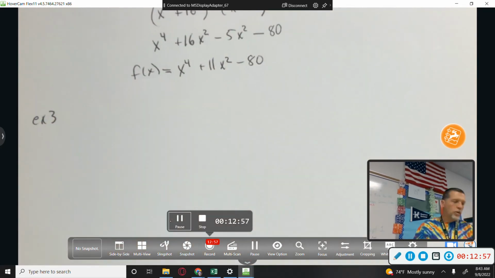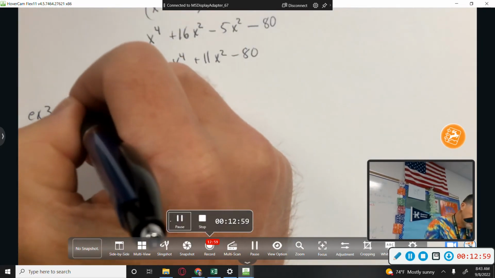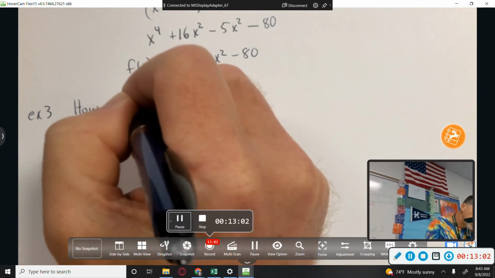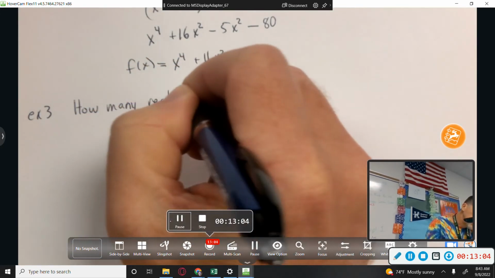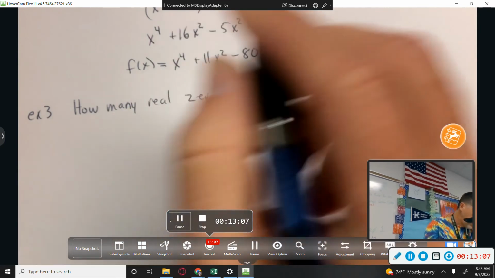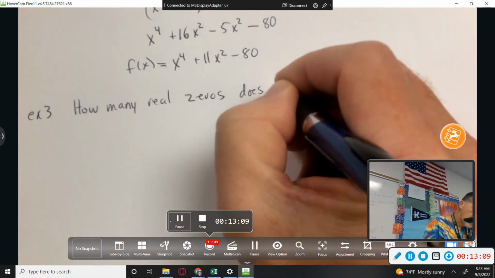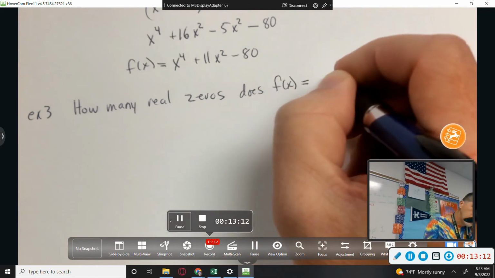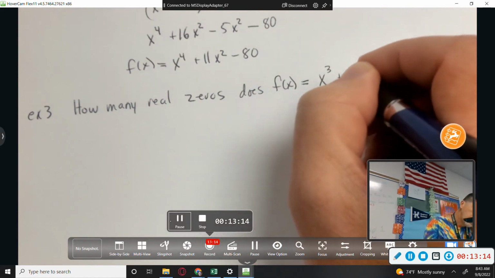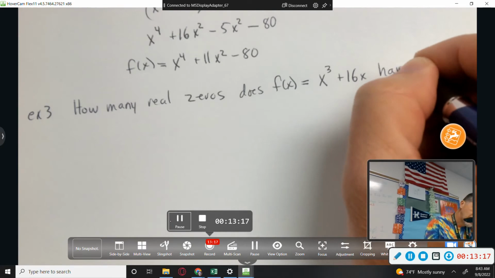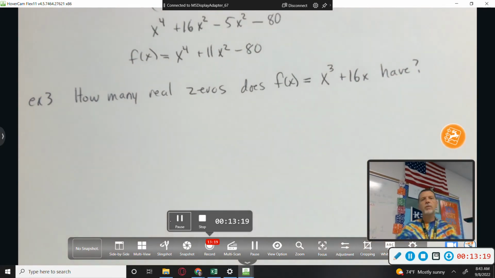All right, last review example, and then we'll do something new, kind of new. How many real zeros does f of x equal x cubed plus 16x have? You've got to be careful because the snap answer might be the wrong answer.